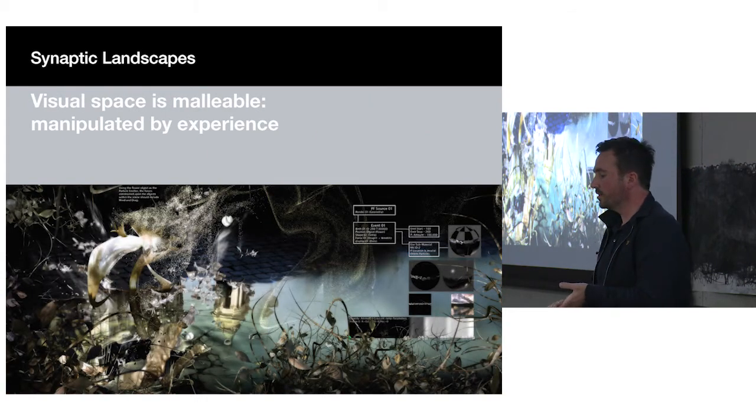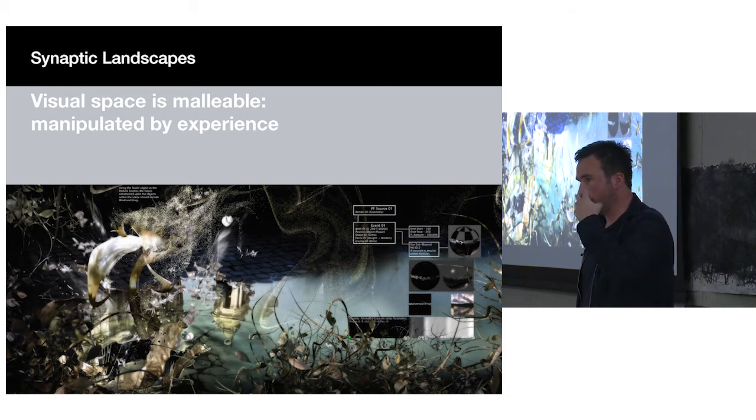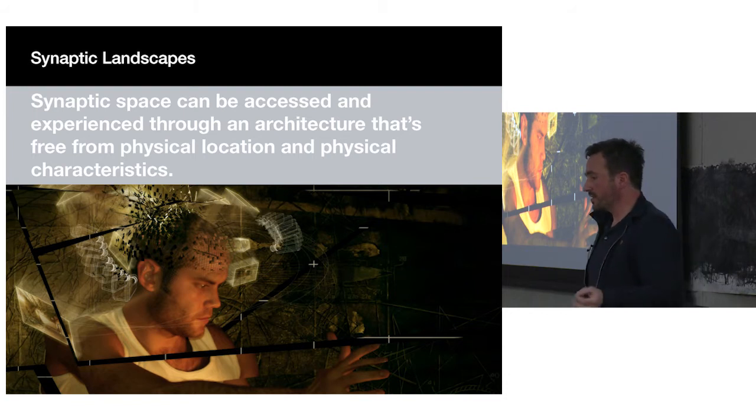Visual space is malleable, and we can manipulate it by experience. That's not too far-fetched. We're no longer talking about image or vision being an image projected on the back of the retina. Those days have gone. We understand that it's all neuronal. It's electrical pulses going through circuits. Synaptic space, which is the term I've coined, can be accessed through an architecture that's free from physical locations and physical characteristics. So, in a nutshell, that was my posit for the film Synaptic Landscapes.